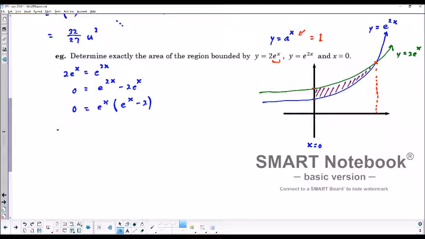And so either e to the x equals 0, but that's undefined. So that's not going to happen. Or e to the x minus 2 equals 0. So e to the x equals 2. I'll take the ln on both sides, or the natural logarithm of both sides.